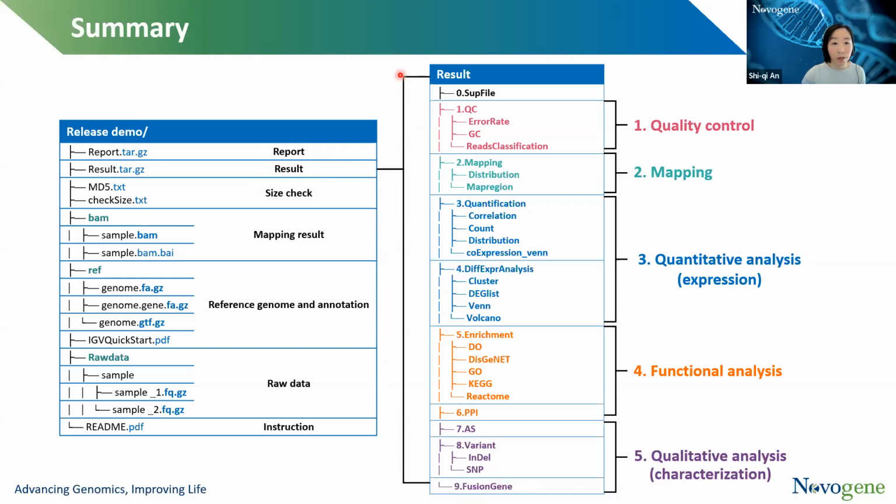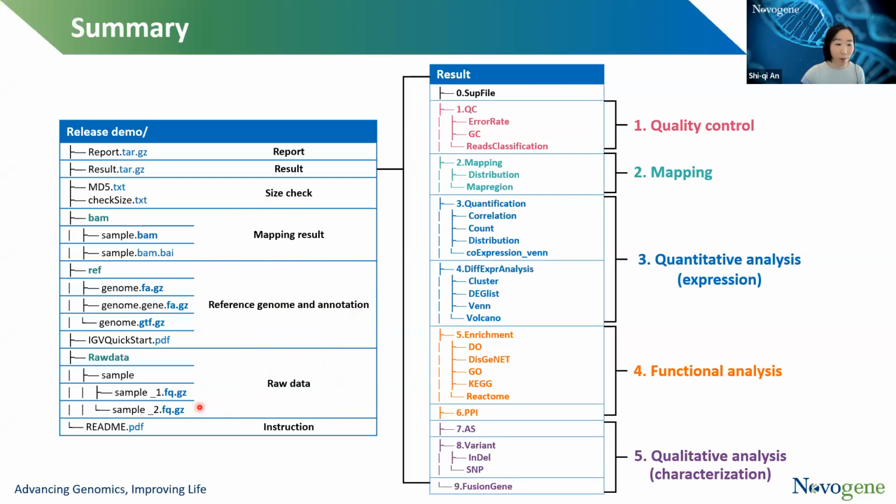This is all included in the results package, and all the images and figures generated through those analyses will also be included, and they are publication ready figures. Besides those, we also have a size check file and a BAM file that can be used to inspect the mapping results. There are also other files, such as the reference genome and annotation, so they can be combined together to visualize the mapping results. And then we also, of course, will send you back the raw data.